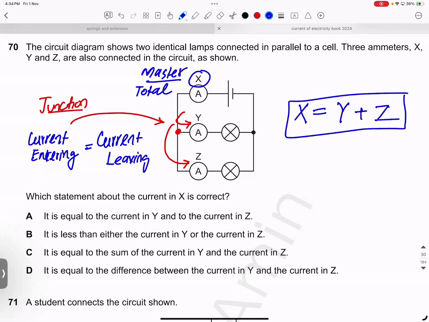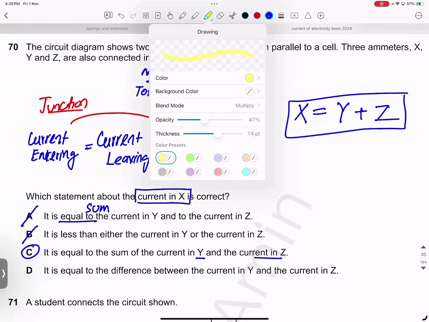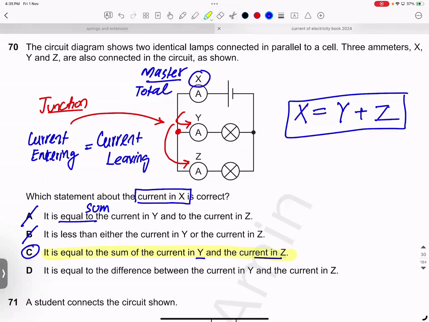So what current is coming from the battery? X. It is distributed into Y and Z. Let's see which option is right. So what can you say about current in X? It is equal to Y and to Z? It is equal to each? No. It is equal to the sum of them. It is less than Y or Z? No. It is equal to sum of Y and Z? Yes. As I already told you, the current at a junction is distributed. So total current is equal to Y plus Z. Clear?